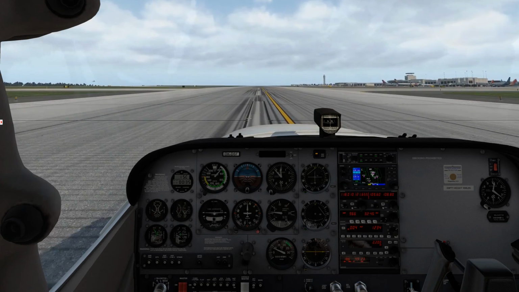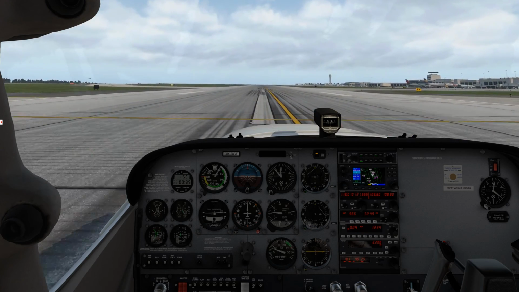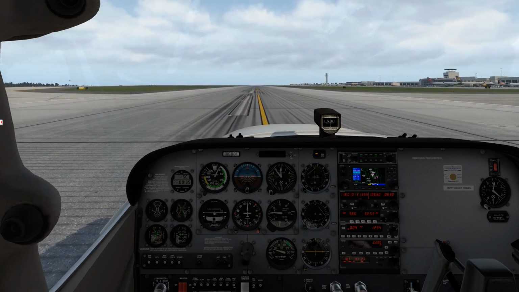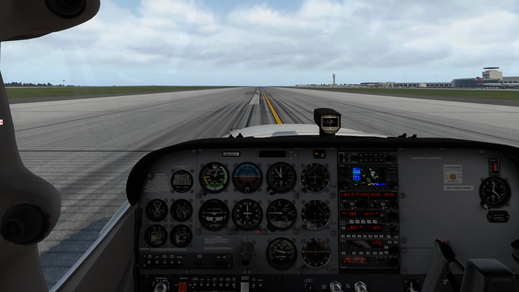So guys, that's how you fly an ILS approach. Hope that made sense to y'all. I wasn't just jabbering around and you're losing interest going, oh, this guy doesn't know what he's talking about. But hopefully that helped, and hopefully that fulfilled all your hopes and dreams when it comes to ILS approaches.